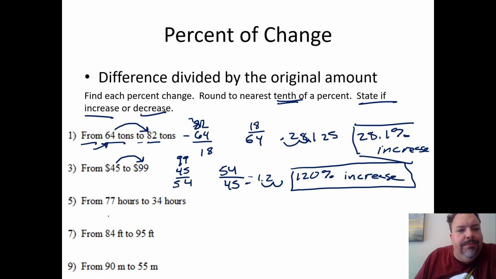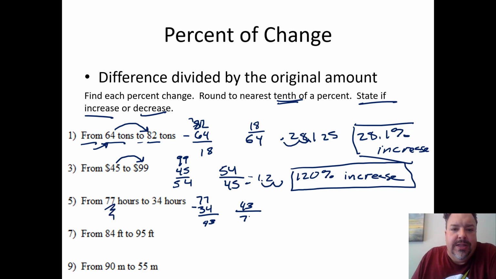We'll do one more example. So from 77 hours to 34 hours. Take the difference, the bigger number, minus the smaller number. 77 minus 34. Subtract gives 43. Then we're going to divide. What do we divide by? Whatever we started with, the original. So that's 77. And take 43 divided by 77.